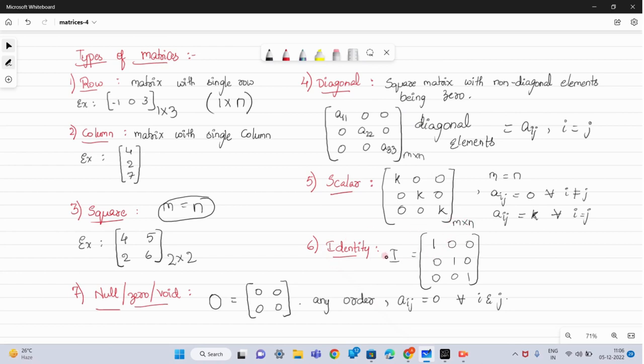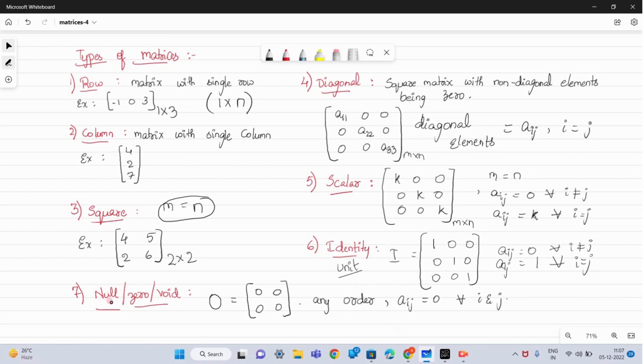And the identity matrix, also called the unit matrix, is denoted by I. It's a subpart of the scalar matrix, which means k will be 1 over here. So aij will be 1 for all i equal to j, and the remaining will all be 0 for all i not equal to j. Here, instead of k, it will be 1, and it is said to be an identity matrix.